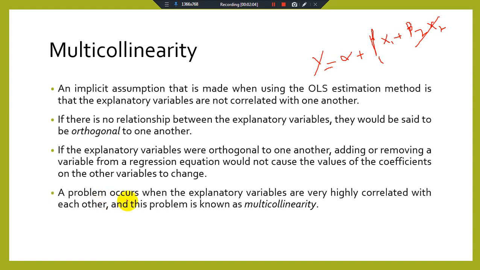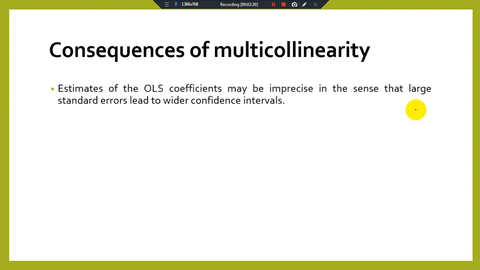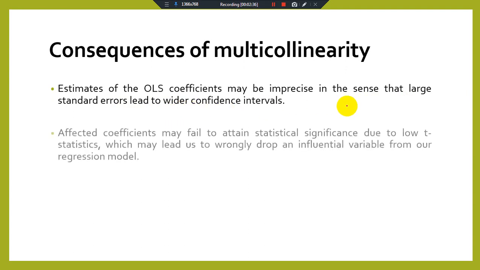A problem occurs when explanatory variables are very highly correlated with each other, and this problem is known as multicollinearity. Consequences of multicollinearity: when there is multicollinearity among our explanatory variables, the estimates of the OLS coefficients may be imprecise, in the sense that large standard errors lead to wider confidence intervals.